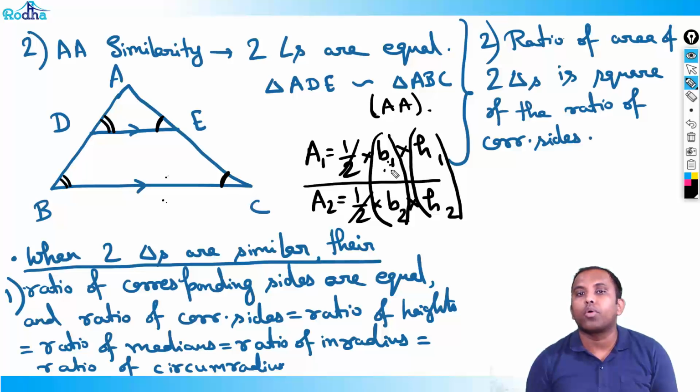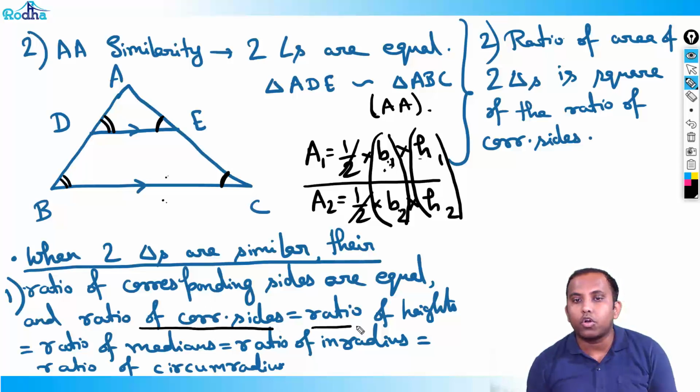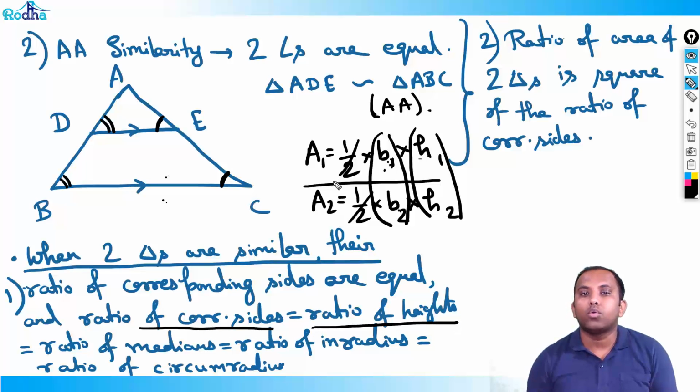So this side ratio, it becomes what? It will become square, right? When two triangles are similar, the ratio of base and ratio of height are equal. The ratio of corresponding sides will be equal to the ratio of heights, right? What is base? One of the sides only. So base ratio and height ratio are equal, and it will become a square.